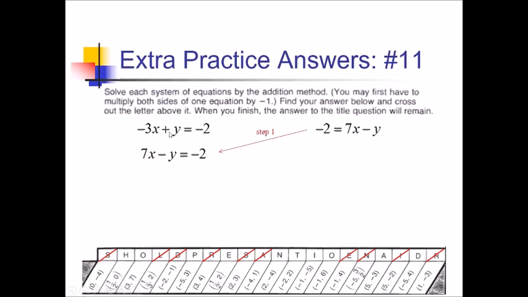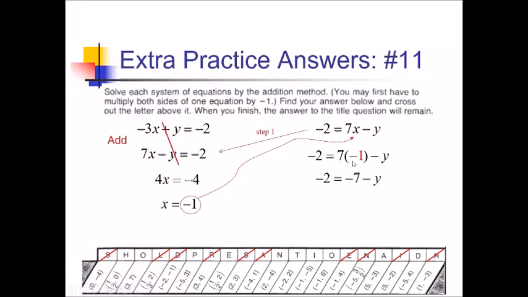Now if I do that, I notice that I've got these y's that are going to cancel when I add this together, so let me go ahead and do that. And then negative 3x plus 7x is 4x. Negative 2 and negative 2 adds up to negative 4. So dividing by 4, I have x equals negative 1. Let me plug that back in over here for the x next to the 7. So I've got negative 2 equals 7 times negative 1 minus y. So that's negative 7 over there. Adding 7 over to the left side, that's going to be negative 2 plus 7, which is 5. And if 5 equals negative y, dividing both sides by negative 1, I get y equals negative 5.